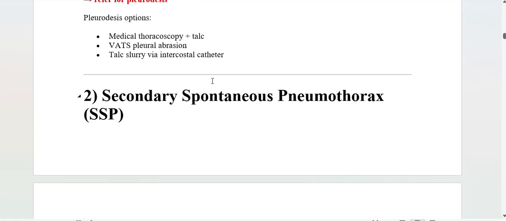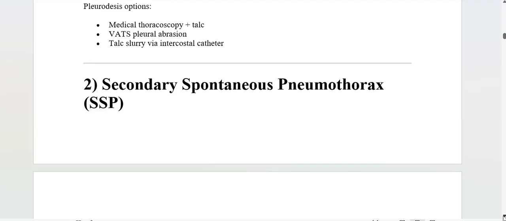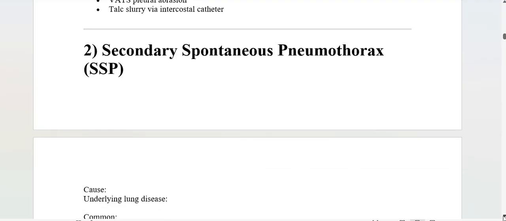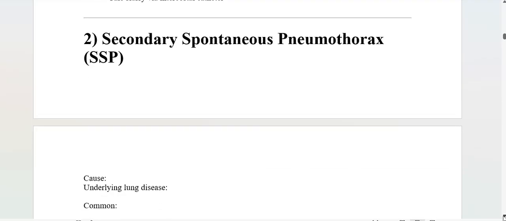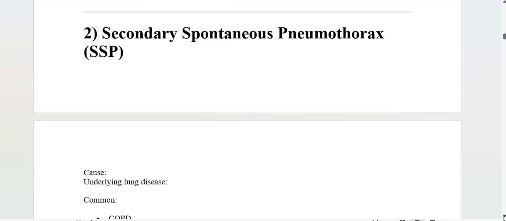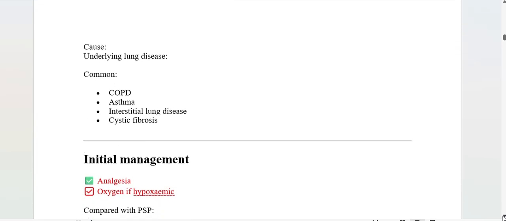Pleurodesis options include medical thoracoscopy and talc, Watt's pleural abrasion, and talc slurry through an intercostal catheter. It's just a chemical they put in to give irritation, and then our lungs will produce fibrosis, and somehow it works. But it's really painful.